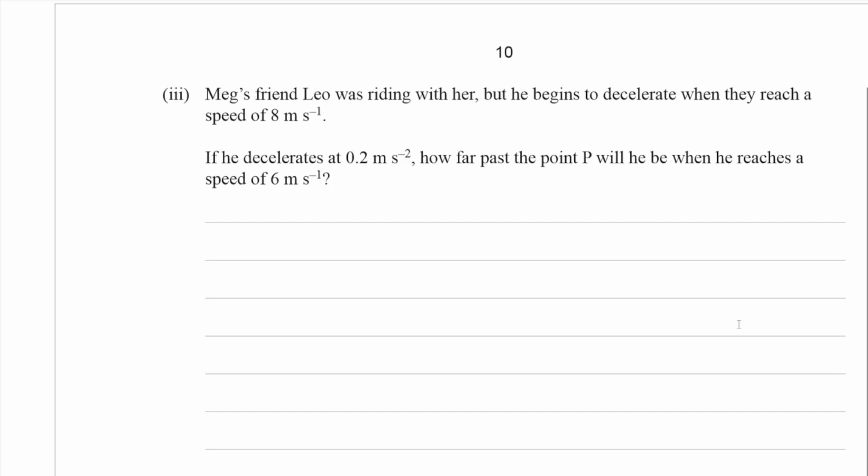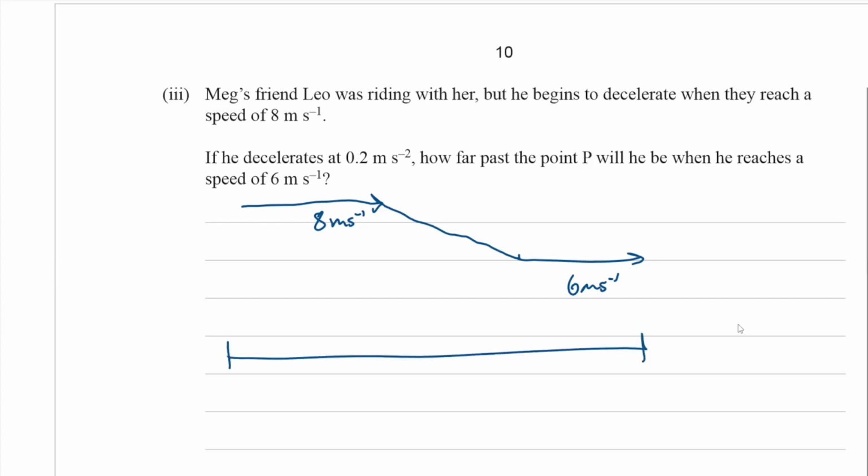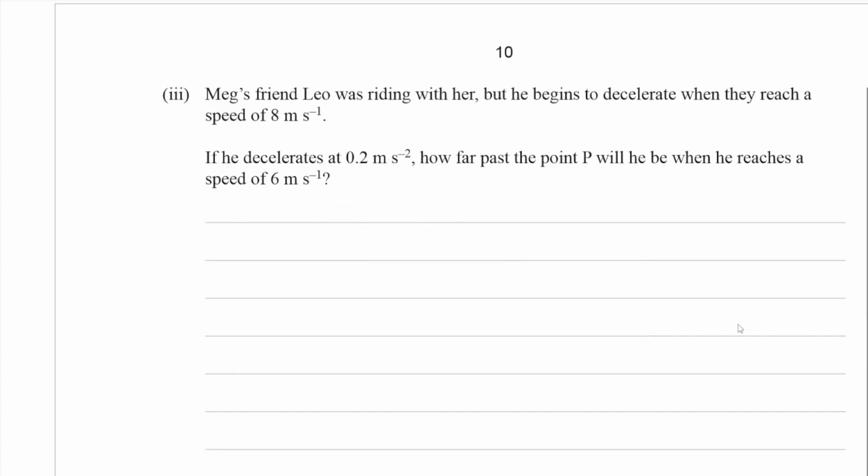Right, so he's traveling along at 8 meters per second. He starts to decelerate, so speed decreases until he's at 6 meters per second. And we want to find the total distance past the point P, right, after he's decelerated and he's reached a speed of 6 meters per second. Alrighty.